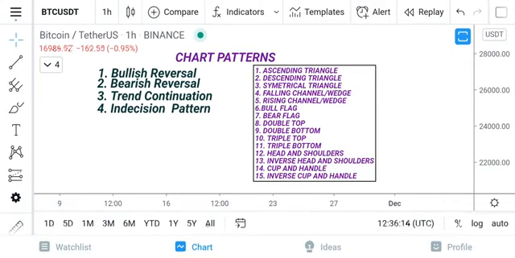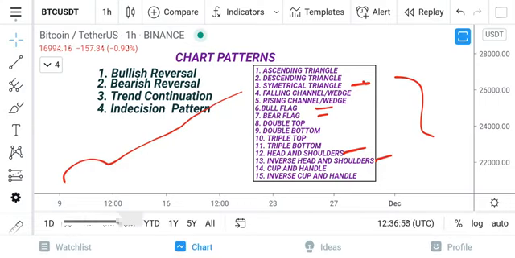So for a continuation chart pattern, for example, you have an uptrend, and a continuation chart pattern like head and shoulders, inverse head and shoulders, bull flag, or a pennant. A pennant could be in the form of a symmetric triangle. Once you notice it, it means the trend, if it's an uptrend, is going higher. If it's a downtrend, it's going to continue lower.